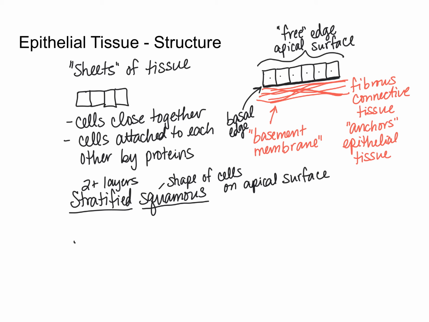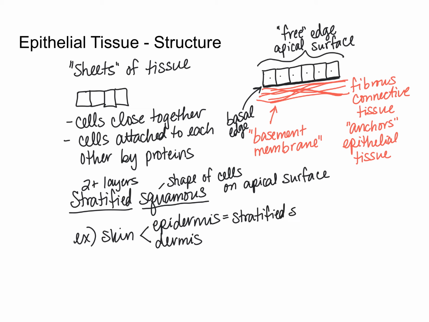So for example, let's take a look at the skin. All right, so your skin, there are 2 main layers to the skin. So the skin has the epidermis and the dermis. And the epidermis is made up of the stratified squamous epithelium. And the dermis is going to be that basement membrane, and so it's going to be a type of connective tissue.